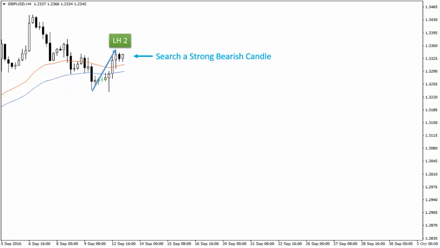But the main thing is we need a strong bearish candle at the top to confirm the downtrend, because from this stage price can rise and break the higher high level and resume the uptrend again. So let's wait for more time to have a strong bearish candle at this top level to confirm the downtrend.